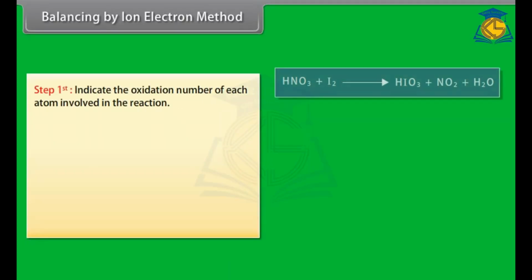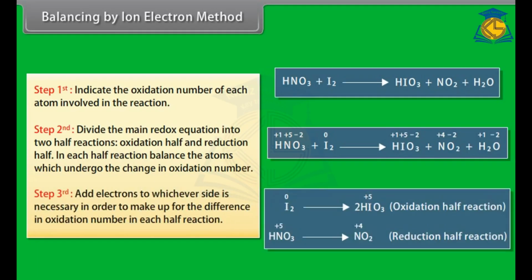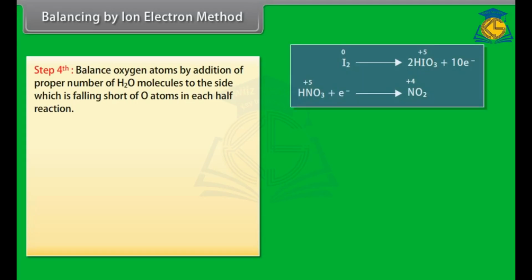Balancing by ion electron method. Step first. Indicate the oxidation number of each atom involved in the reaction. Step second. Divide the main redox equation into two half reactions, oxidation half and reduction half. In each half reaction, balance the atoms which undergo the change in oxidation number. Step third. Add electrons to whichever side is necessary in order to make up for the difference in oxidation number in each half reaction.